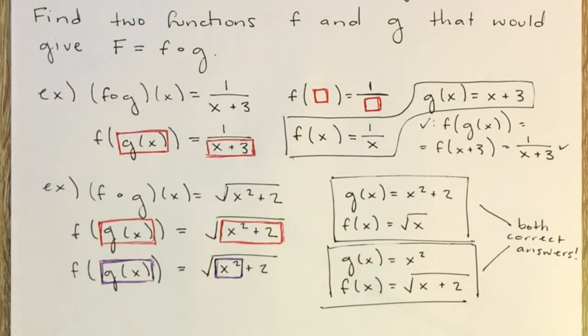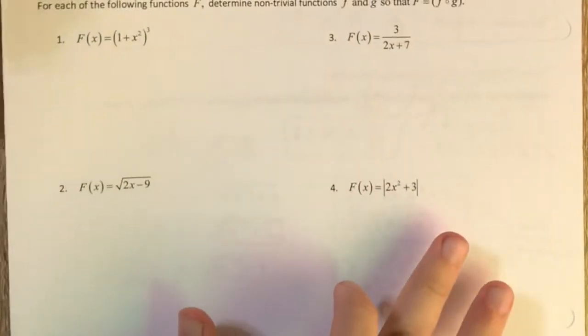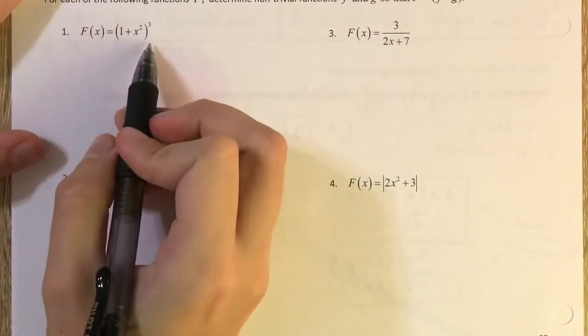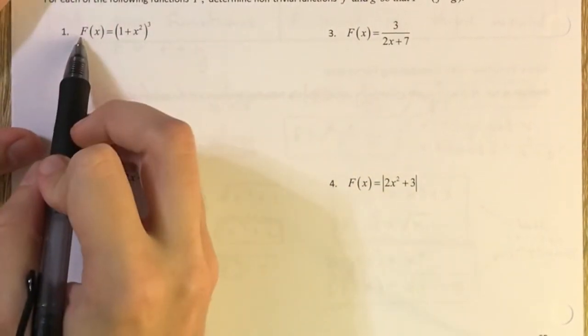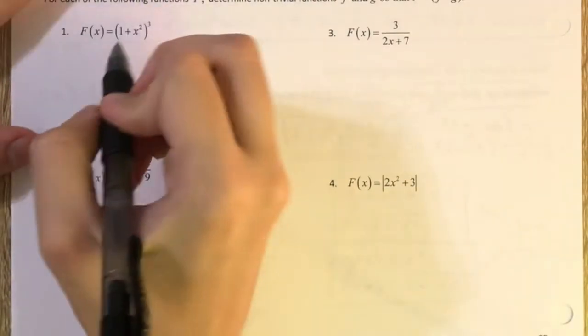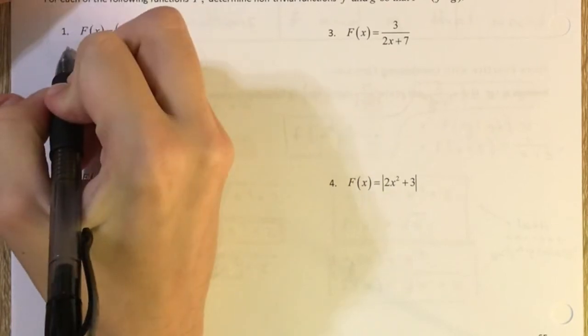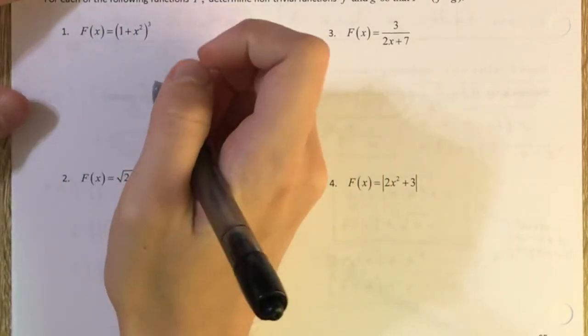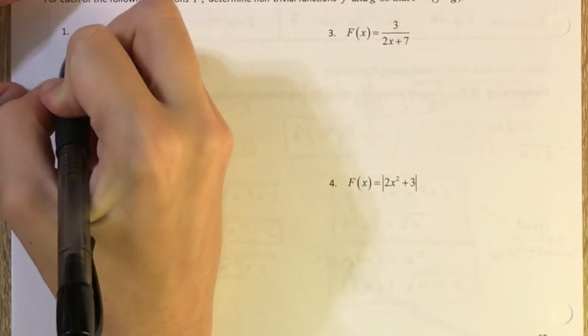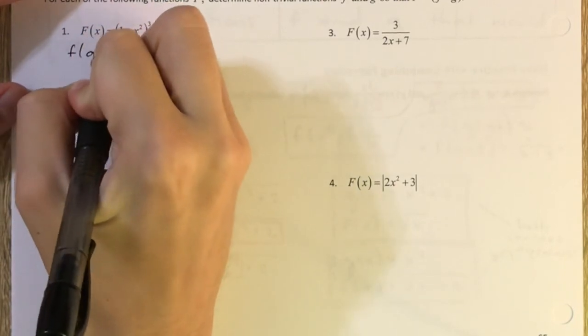Let's look at a few practice problems from the lab manual. Again, this is from the section Operations with Functions and Compositions of Functions, symbolic/algebraic. So looking at this first one, again, we are given big F. We want to split it up into a small f and g so that when we compose them, it gives us big F. So let's write this down like we have been.